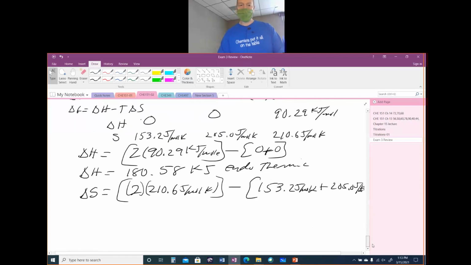All right, so when we push the buttons on our calculator, 210.6 times 2 minus 153.2, 205. All right, we get 63. The delta S is positive. We could not predict that from the given reaction, but we calculated it. It is a positive 63.0 joules per Kelvin. And so this one is going to more disorder.